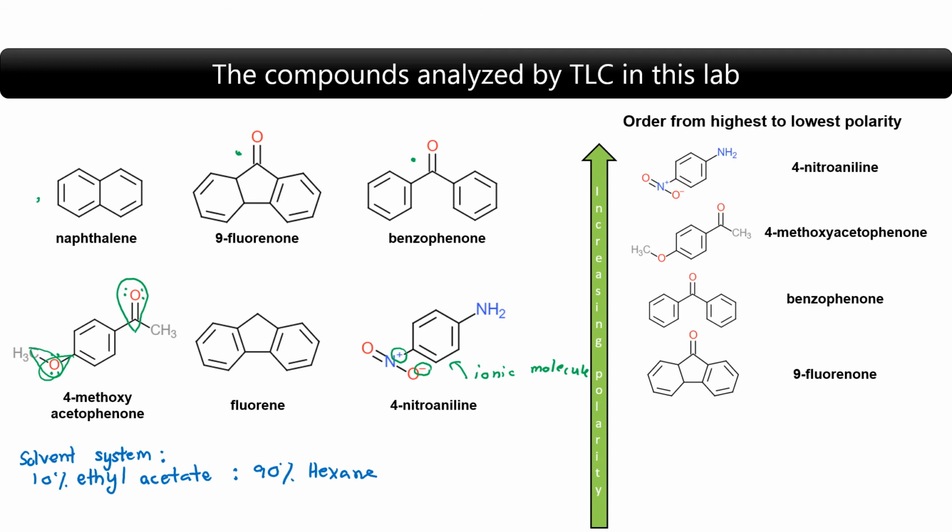Then we're left with naphthalene and fluorene, which are both completely nonpolar, but fluorene has a few more carbons than naphthalene, so its nonpolar characteristic would be slightly more than naphthalene. So on the list from highest to lowest polarity, naphthalene would be slightly ahead of fluorene. And this is our expectation simply by looking at their structures.